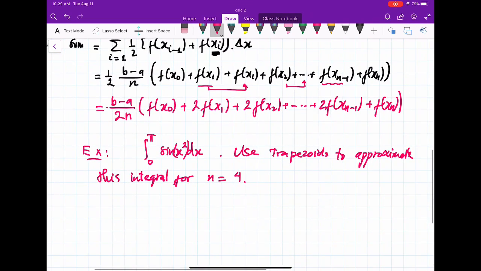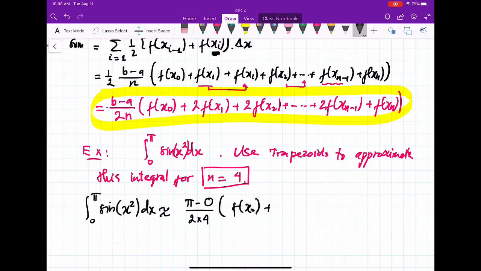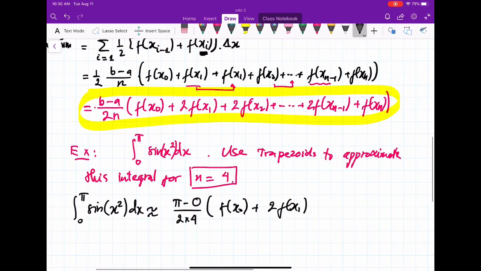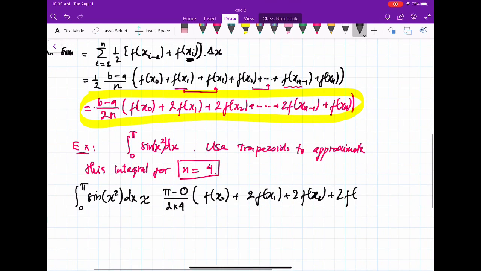You pick n equal to 4, right? And we need to use this formula. Just be careful. So I can write, in this case, the integral from 0 to pi of sine x squared dx is approximately equal to (b minus a), which is pi minus 0, over 2n, 2 times 4. So I write f of x0 plus 2 times f of x1 plus 2 times f of x2, plus 2 times f of x3, and then f of x4.